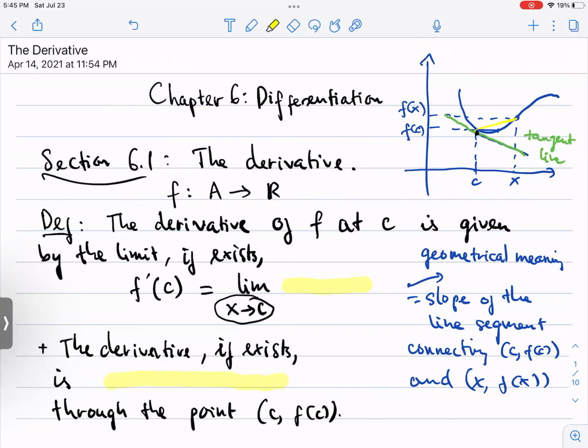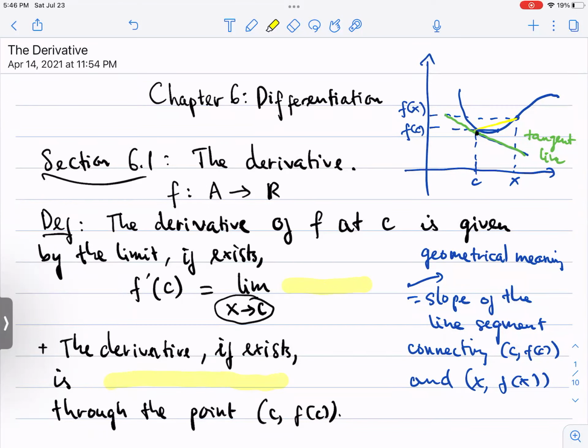Hello everyone. Today we start chapter 6 on differentiation. Section 6.1 is about the derivative. The content of this section is to give a definition of the derivative of a function and then derive several properties for that notion. In particular, we will learn how to compute the derivative for various functions.